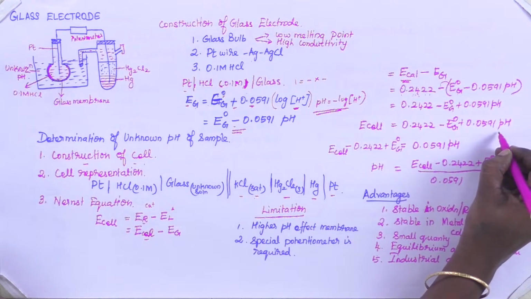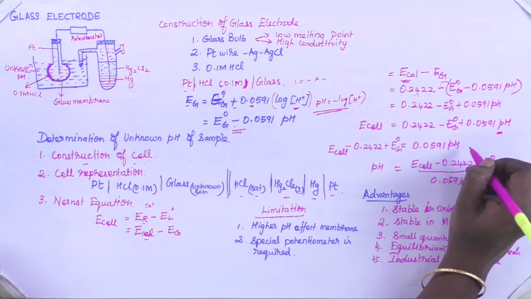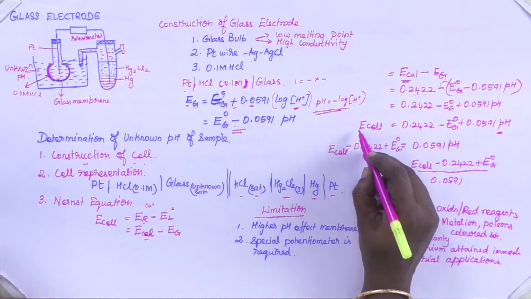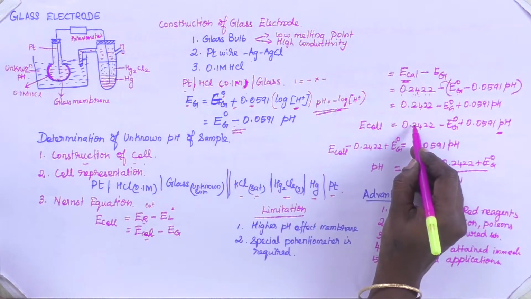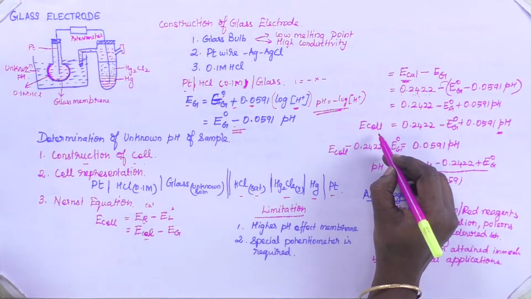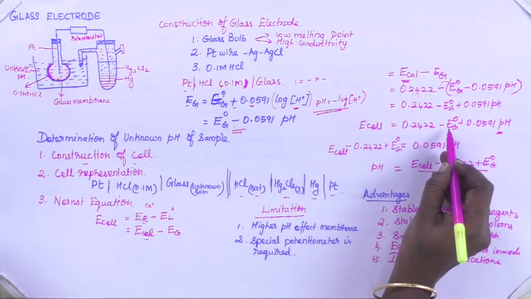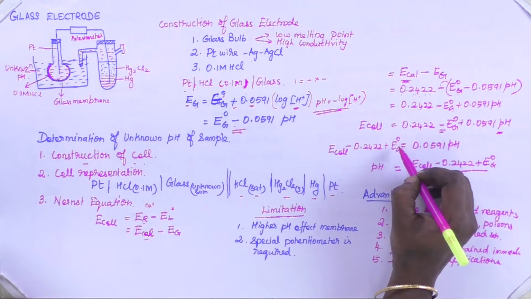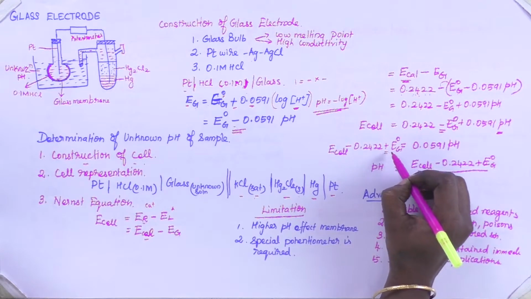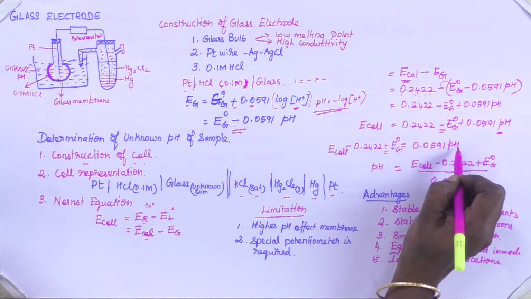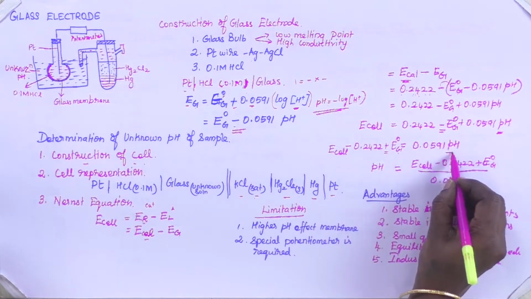Now we need to find the pH only. So we keep pH on one side and everything else on the other side. E cell is already on the left-hand side, and this 0.2422 moving from the right to the left gets a negative sign, and minus E naught of G moving to the left gets a positive sign, equal to 0.0591 pH. So now I need to find pH only.